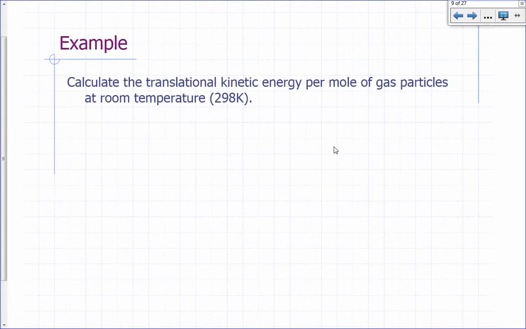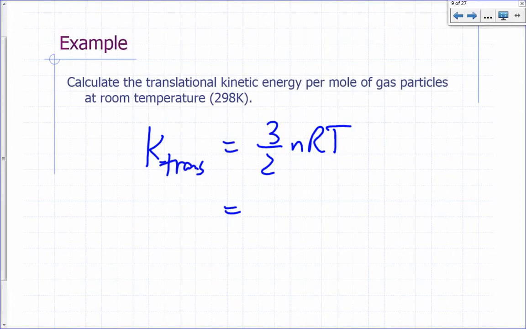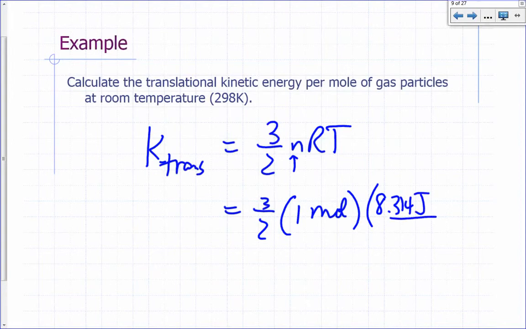So let's calculate the translational kinetic energy per mole of gas particles at room temperature. What was the formula? Translational kinetic energy is 3 halves nRT, that's the total. So per mole, that would give you 1 mole for n right there. So 3 halves times 1 mole, times R, which is 8.314 joules per Kelvin per mole. That's the value of R, joules per Kelvin per mole.